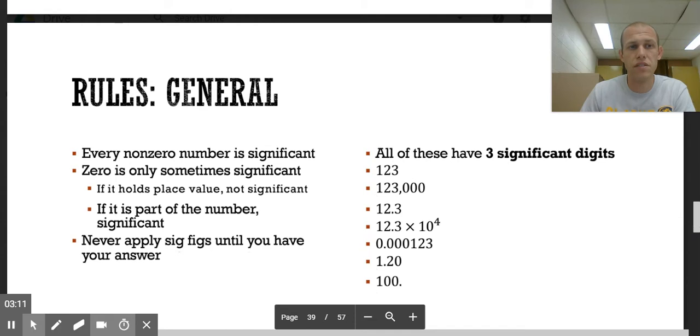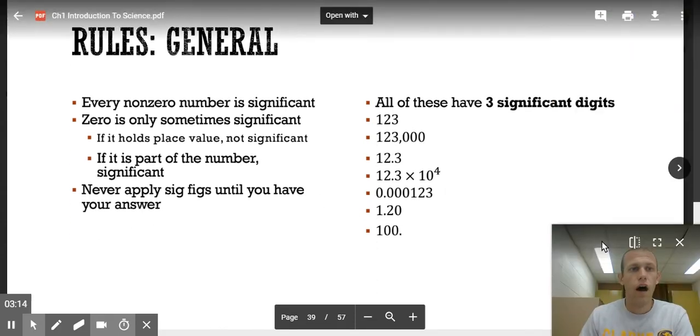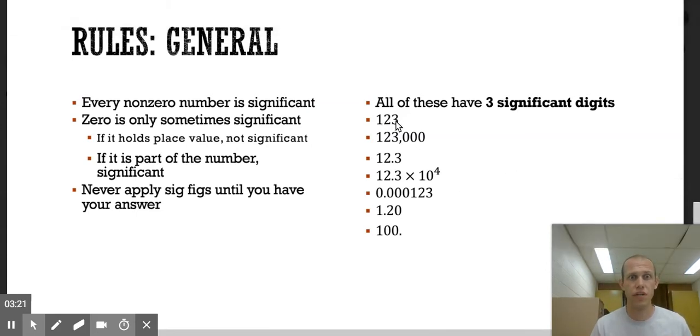Some general rules about sig figs. Every non-zero number is significant. So 1, 2, 3, those are all significant numbers. Zero is only sometimes significant. It's not significant if it holds a place value. So these three zeros are holding the place value of tens, hundreds, ones, tens, and hundreds. So they are not significant.